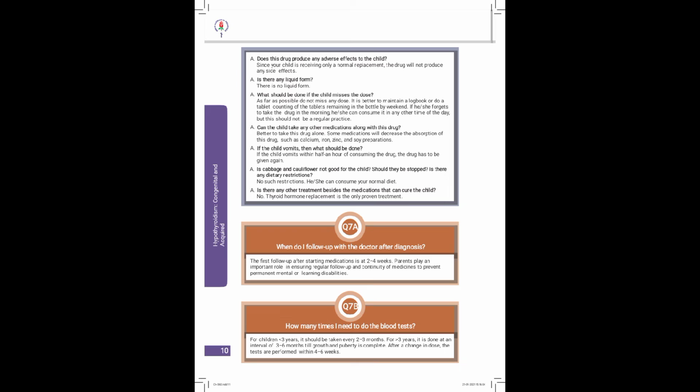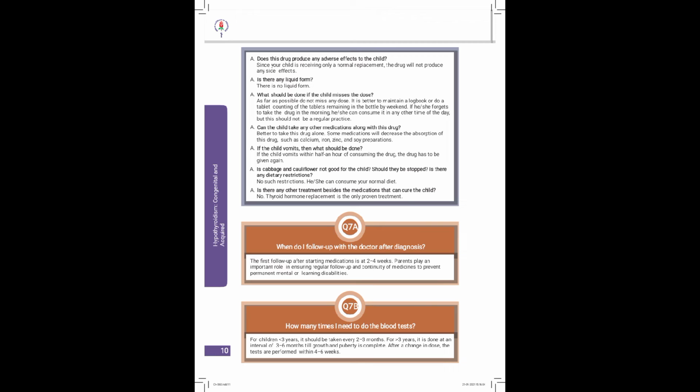So, better to continue it as advised by your pediatrician from time to time. When do I follow up with the doctor after diagnosis? The first follow-up after starting the medication should be between 2 to 4 weeks. Parents play an important role in ensuring regular follow-up and continuity of medication to prevent any permanent mental or learning disability, which we are stressing upon.